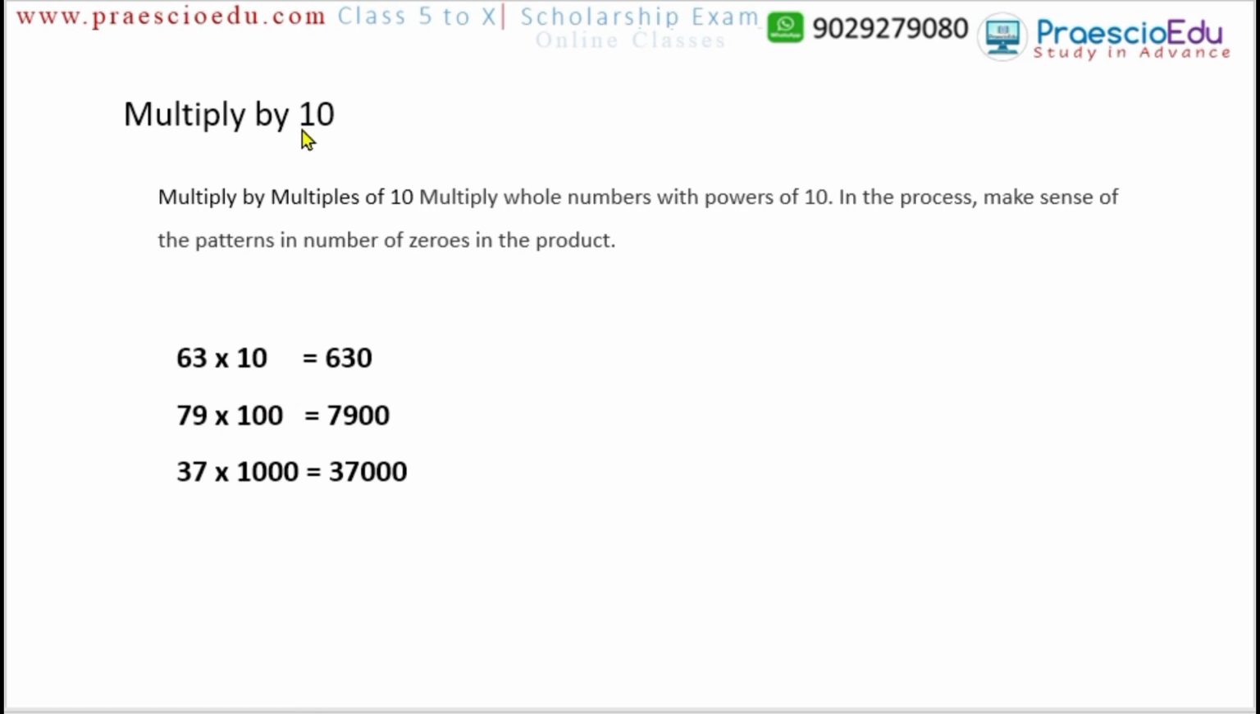Now multiplying by 10. If you multiply by 10, a 0 will be added at the unit place. Like here, in 63 the unit place is 3 and the tens place is 6. After multiplying by 10, a 0 will be added at the unit place and the 3 will be shifted to the next place. So this is 630, a power of 10. Power of 10 means this is only 10, so the 0 will be added.